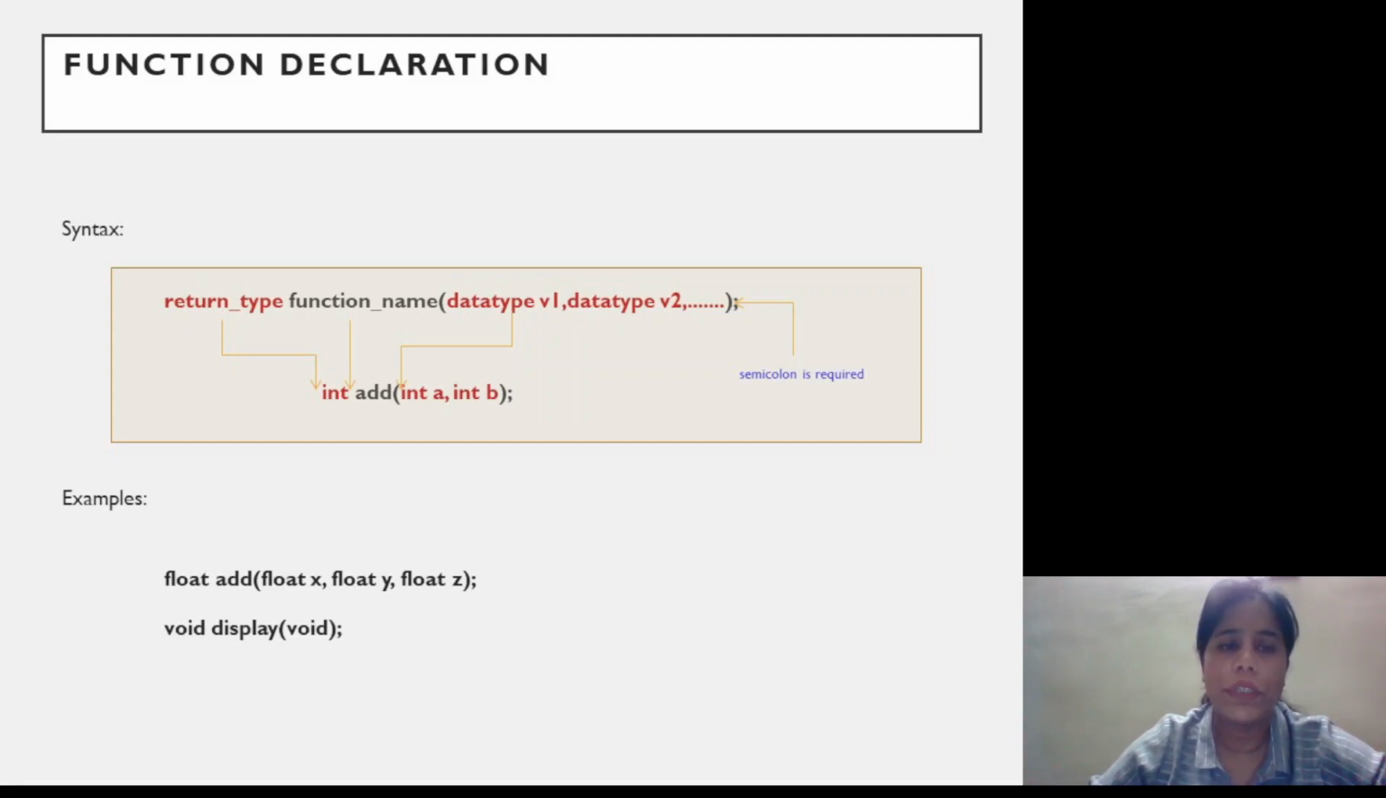Similarly, some other examples are also given. float add, like this, we can add floating point values. void display(void), this is one function declaration statement where the return type is void and there is no argument or parameter, so it is void.